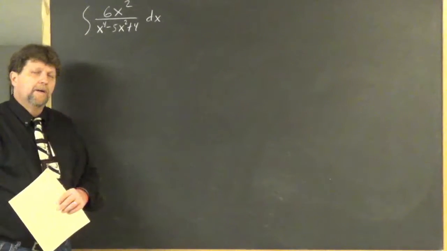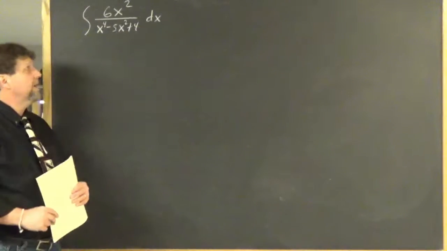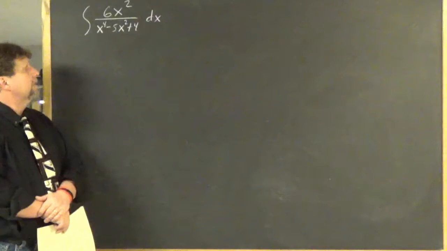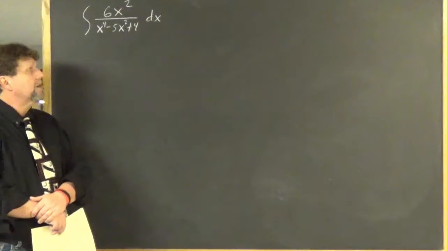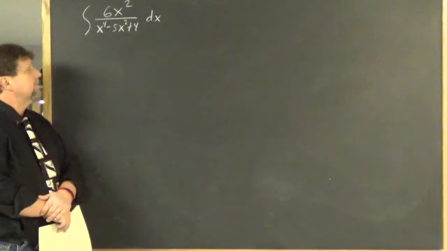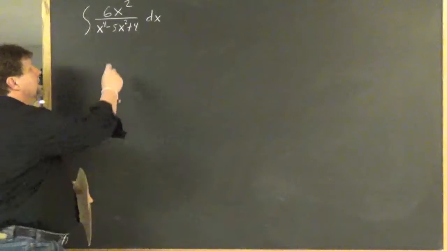Hey folks, thought I would do a couple of the homework problems here in section 8.5, the partial fraction section. This one you're asked to integrate 6x squared over x to the fourth minus 5x squared plus 4 dx. Let's get started. Remember, to get started you want to completely factor the denominator.